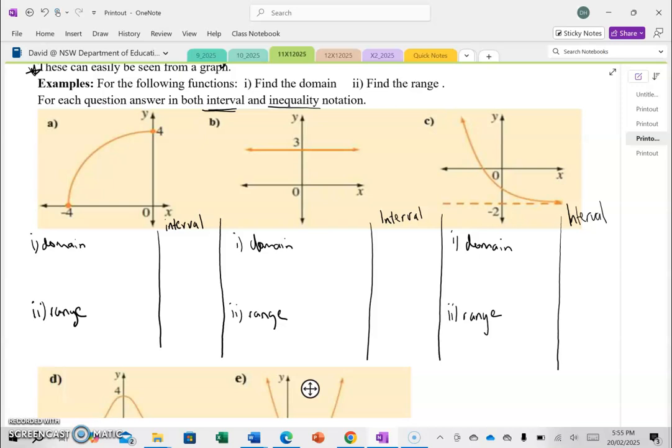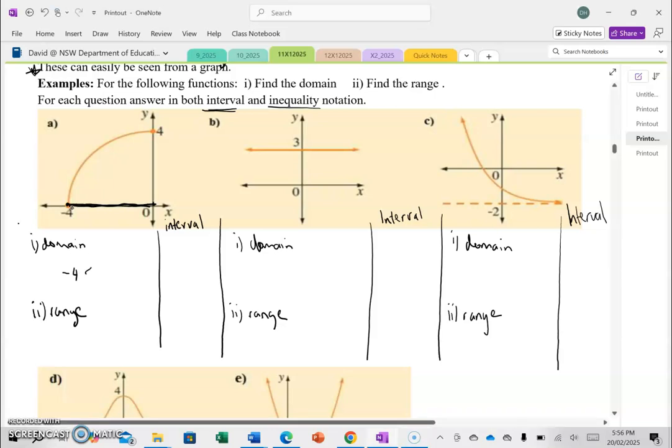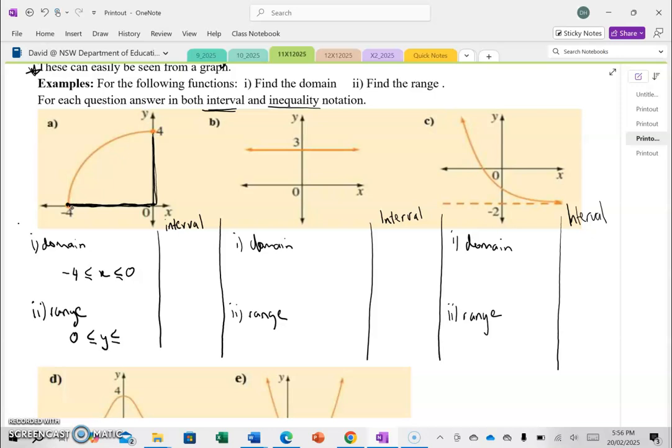So here, domain, x values. So if you see that this is an arc of a circle, and if you pick any x value between -4 and 0, you'll be able to find a y value. So the domain is from -4 to 0, inclusive of -4 because it's a closed circle there, and inclusive of x is 0 because closed circle there. For the range, that's the allowable y values, or the y values that we see. The lowest height is 0 and the highest height is 4 inclusive, so it's between 0 to 4 inclusive.